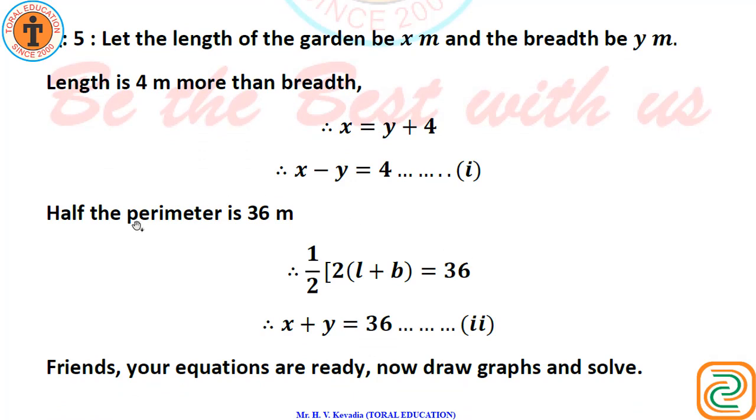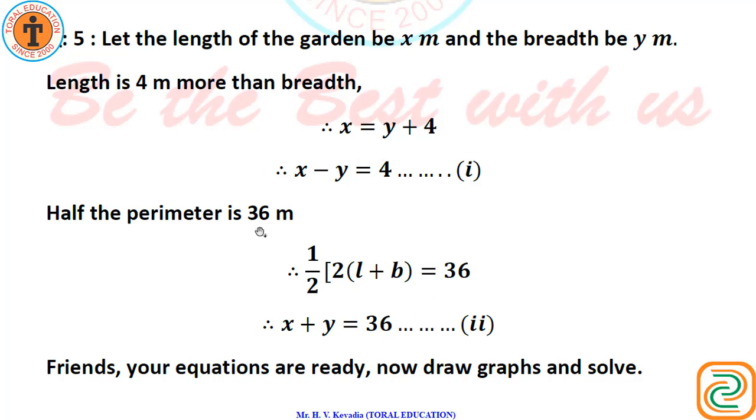Now you will see half the perimeter. Do you know the formula of perimeter of rectangle? 2 into (L plus B). But half means 1 upon 2 into 2 into (L plus B) is 36. So 2 and 2 will be cut off. L plus B equals 36. L means x and B means y, so x plus y equals 36.